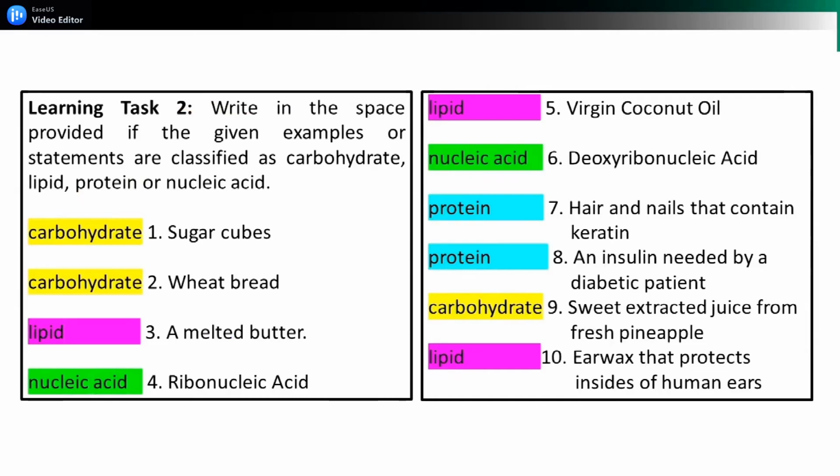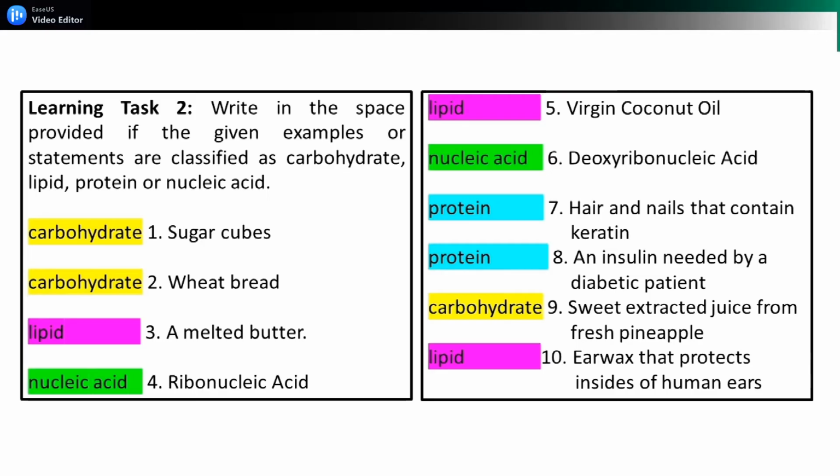Next, here are the Learning Task 2 answers. Number 1, sugar cubes are carbohydrates. Number 2, wheat bread contains more carbohydrates. Number 3, melted butter is an example of lipid. Number 4, ribonucleic acid is RNA. It is an example of nucleic acid. Number 5, virgin coconut oil is an example of lipid. Number 6, deoxyribonucleic acid is DNA, so it's an example of nucleic acid.